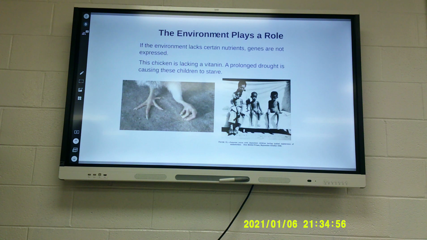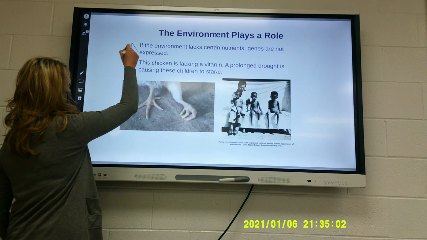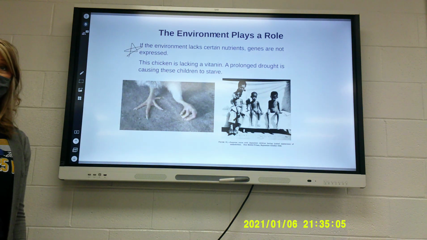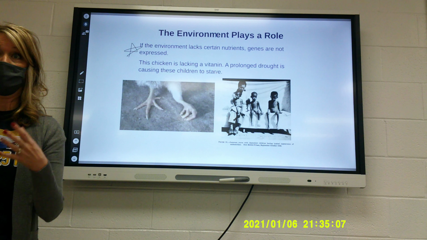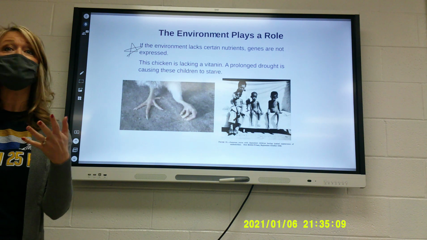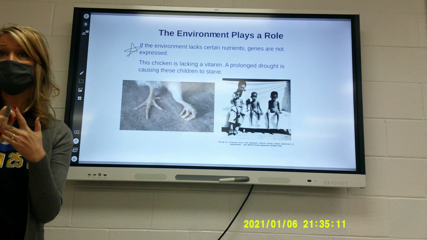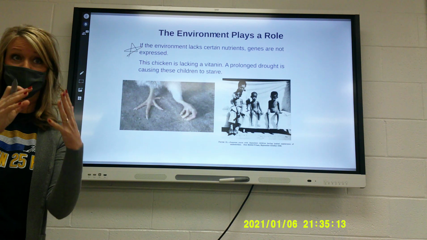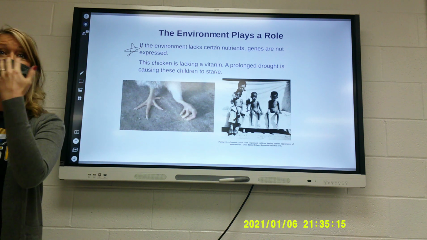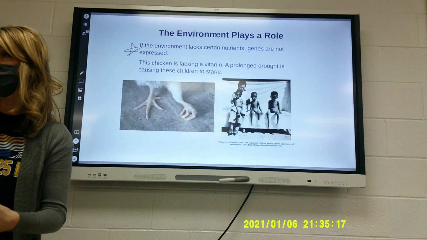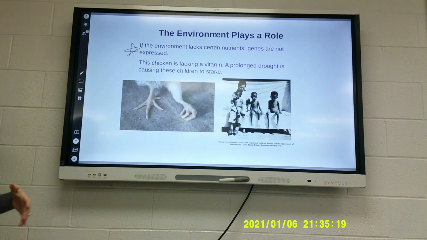The environment plays a role. If the environment lacks certain nutrients, genes are not expressed. So, if you are living in an environment where you're not getting the healthcare, vitamins, healthy food, you are not going to develop as well as someone who is getting the proper healthcare, healthy foods and being taken care of.